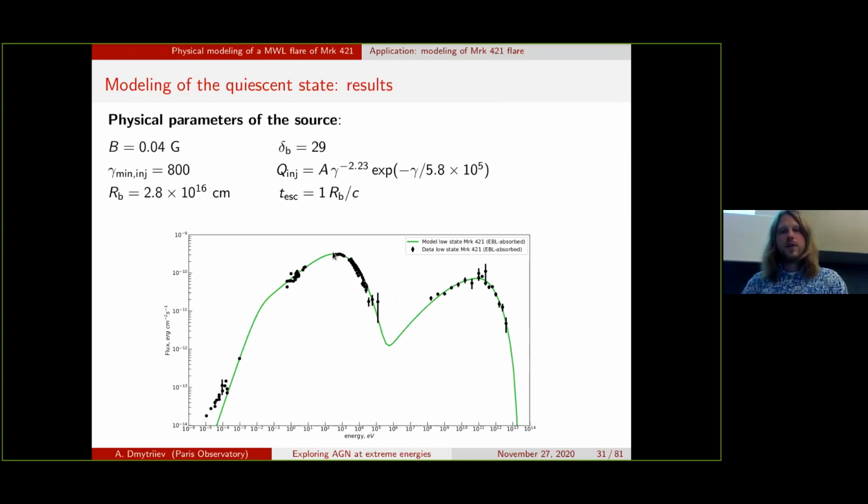So the green curve shows the model, our model. And as you can see, it represents the data set quite well, except for the radio data where we underestimate the flux, but we assign this discrepancy to the contribution of the extended jet, which we don't include in our model. And the injection function is a power law with -2.2 slope, which is fully consistent with the initial hypothesis about the relativistic shock injecting particles.